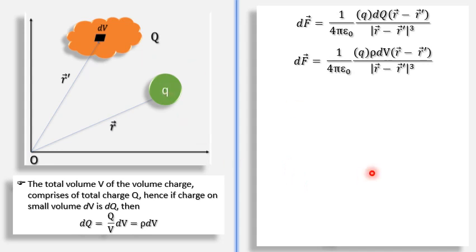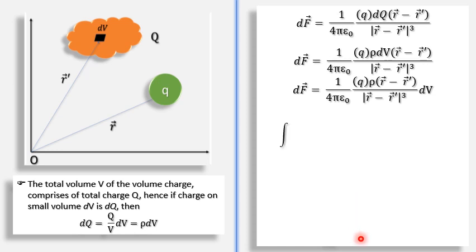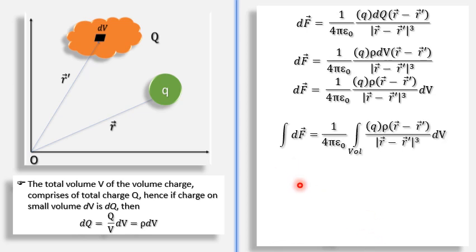This rho is assumed to be uniform. What if the charge density is varying? What if the charge distribution is not uniform? In that case, instead of writing rho, we should write rho of r prime. So this last equation gives us the force on a point charge due to non-uniform volume charge distribution, while the earlier one is the force on a point charge due to uniform volume charge distribution. That is how we can find the force on a point charge due to different charge distributions.